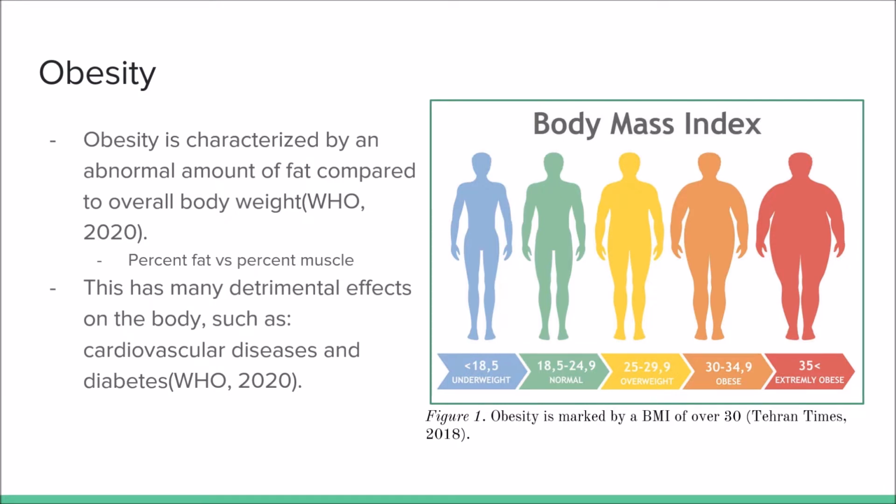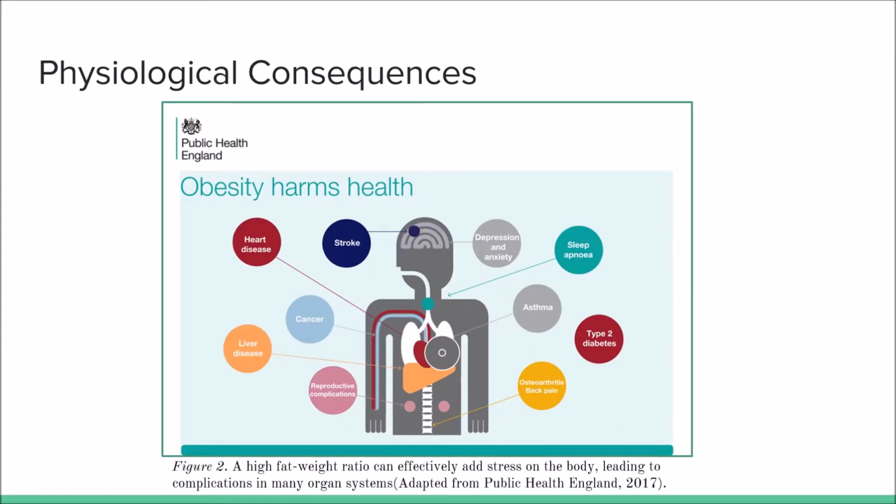Obesity has a lot of detrimental effects on the body. We'll talk about those later, but one of the main ones is cardiovascular disease as well as diabetes. In this figure, you can see that there's many physiological consequences that can come about as a result of having obesity. Obesity might not be the direct cause of all these different things, but it can increase the chances of someone developing one of these.